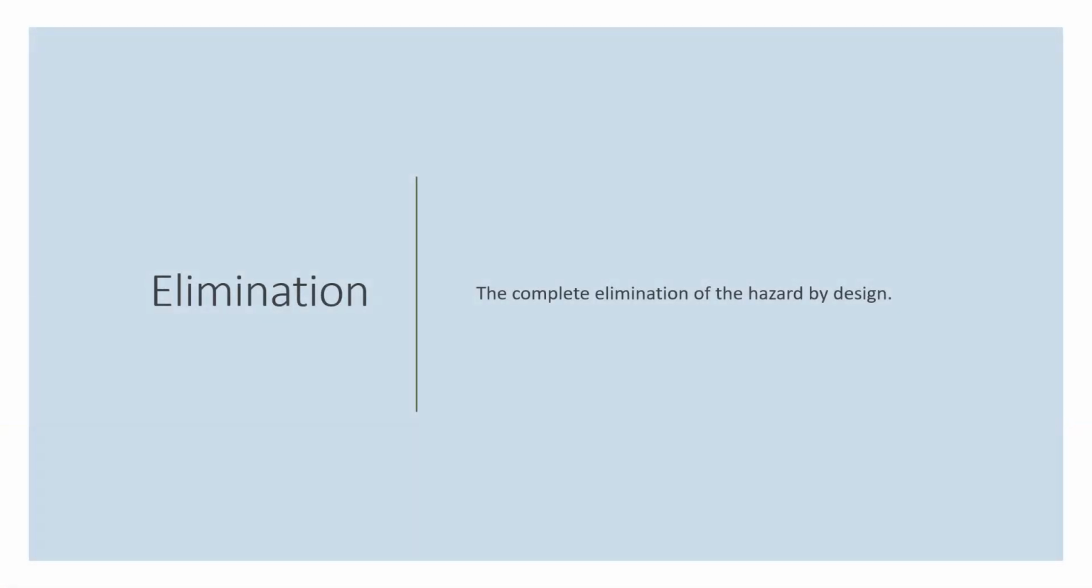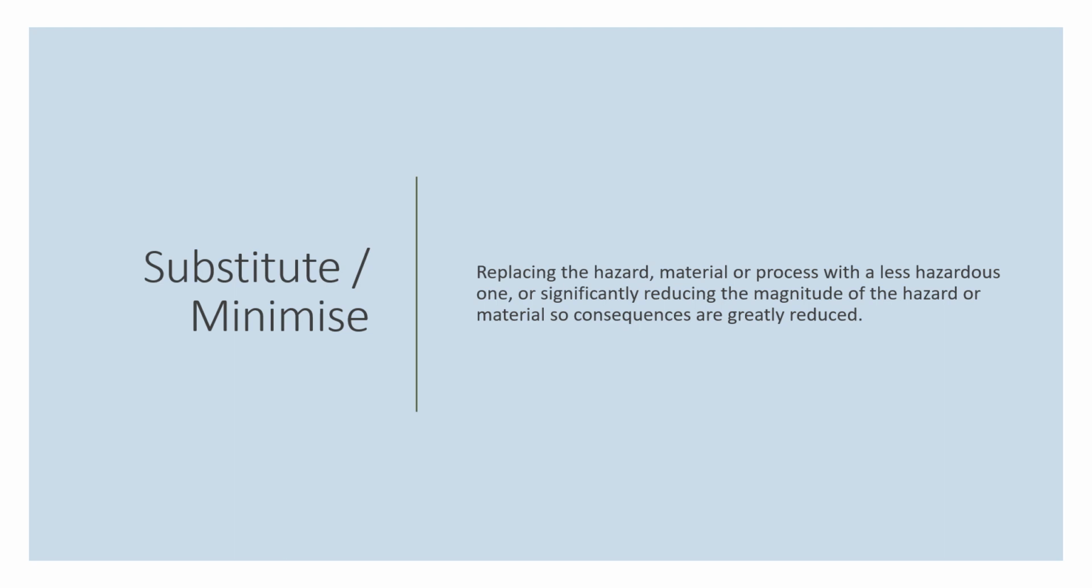Remember these definitions when deciding on the hierarchy of controls. Elimination is the complete elimination of the hazard by design. Substituting or minimizing the hazard is either replacing the hazard, material or process with a less hazardous one, or significantly reducing the magnitude or severity of that hazard or materials so that the consequences are also greatly reduced.